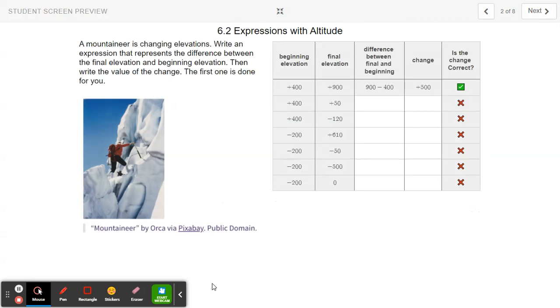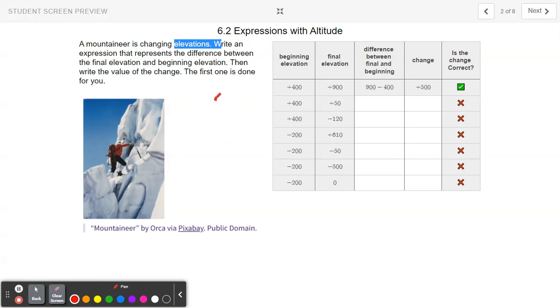So let's take a look at our next one. So for here, this is very much like one of the problems or slides that we did last week or before. So we're using altitude. Altitude is just how high up somebody is. It's kind of like elevations, right? So elevation, how high up somebody is. And we're looking at our mountaineer who's climbing up a mountain. And here we have our beginning elevation, we have the final elevation, and then the difference between the two, and then the change.